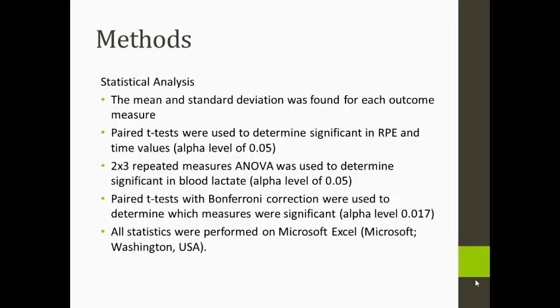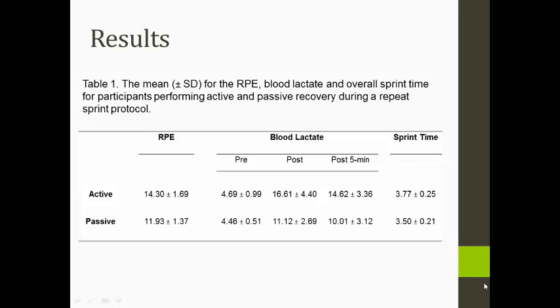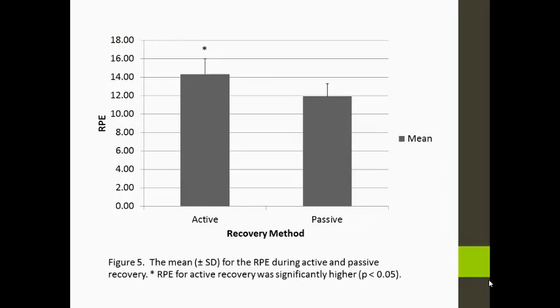All of these analyses were conducted using Microsoft Excel. The means and standard deviations for the RPE, blood lactate, and sprint times can be seen in Table 1. Figure 5 shows the mean and standard deviation for the RPE, with the RPE being found on the y-axis and the recovery method being found on the x-axis.